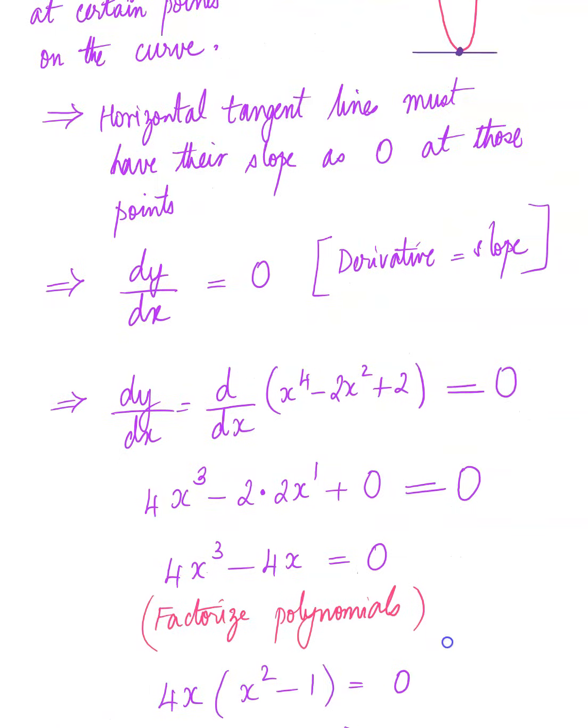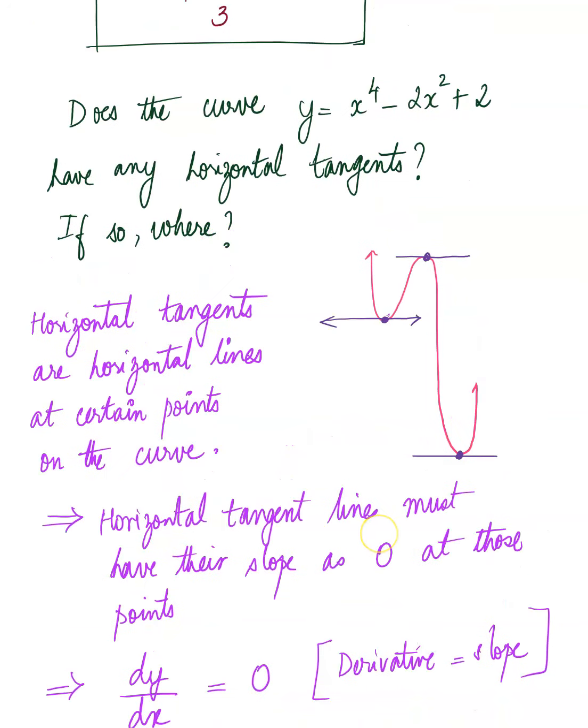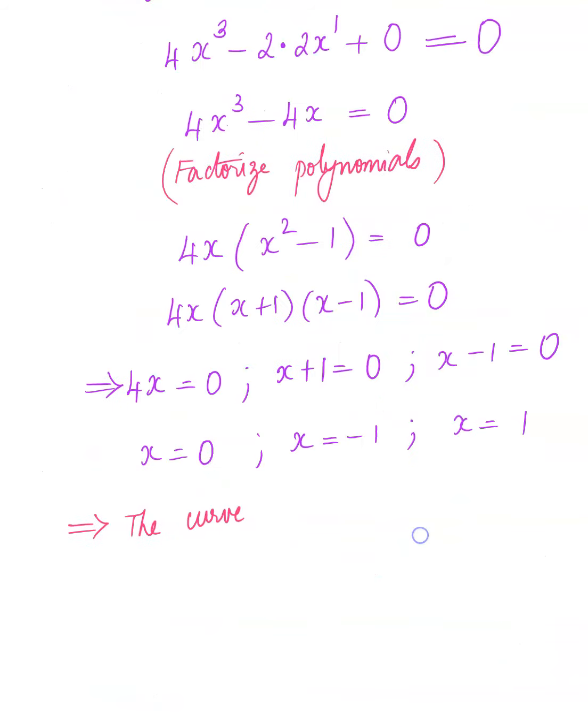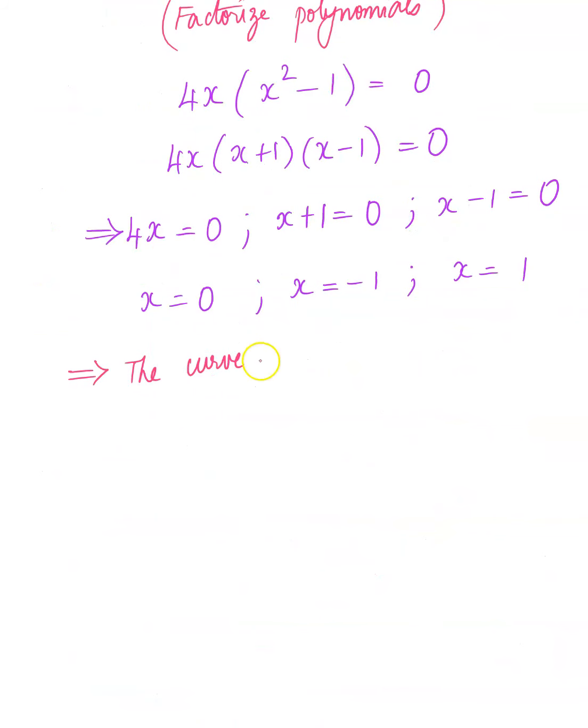In fact, we see it's all lining up because we anticipated a W shape with 3 turns, and then at those 3 turns we have the 3 x values. So the curve has horizontal tangents at 0, negative 1, and 1.